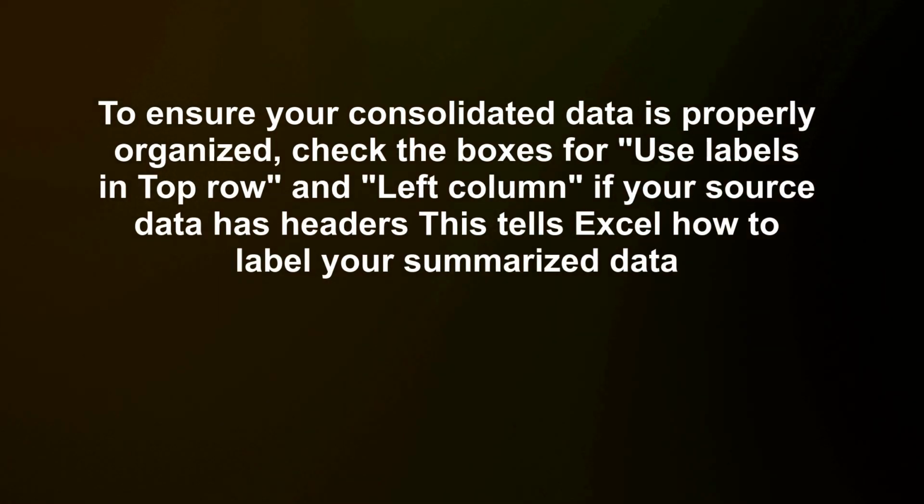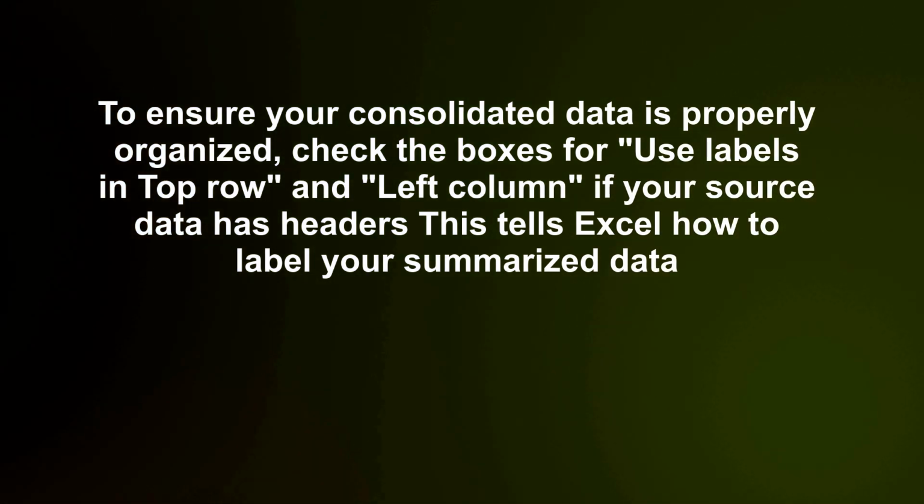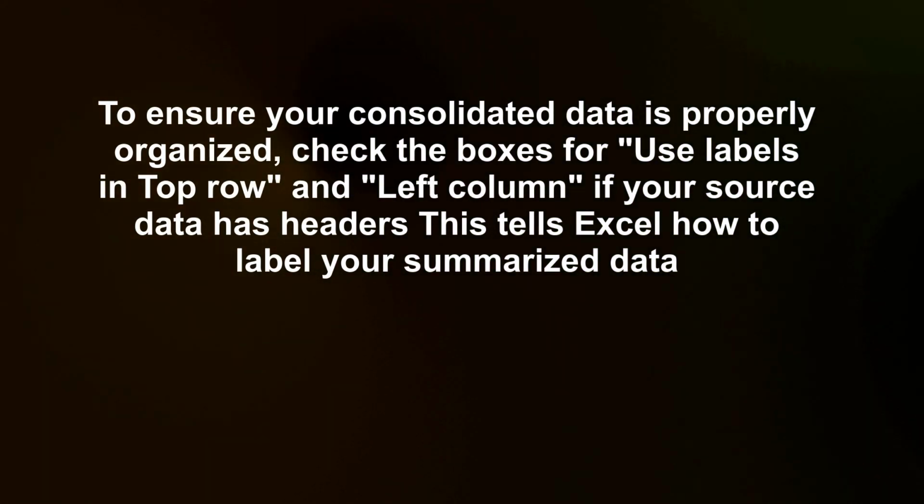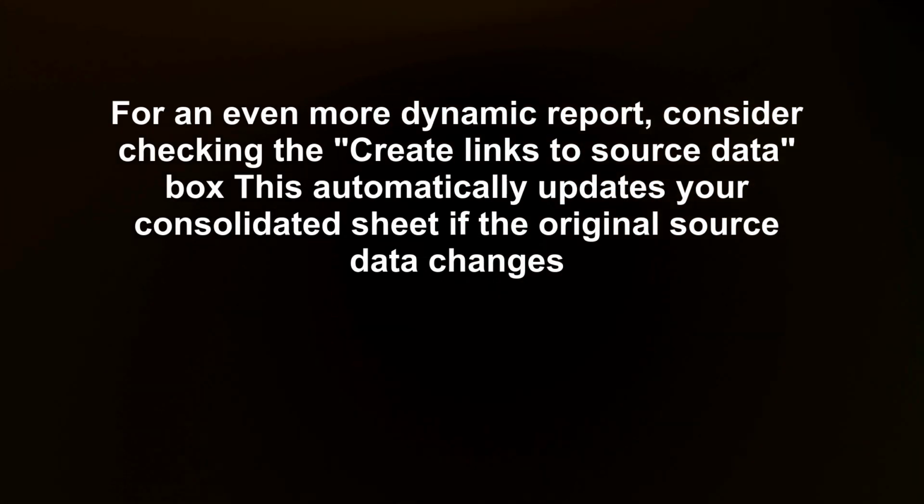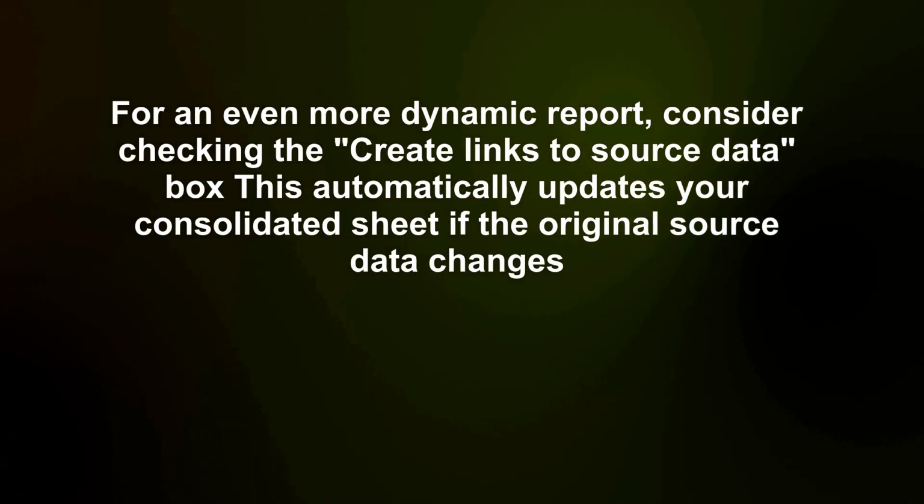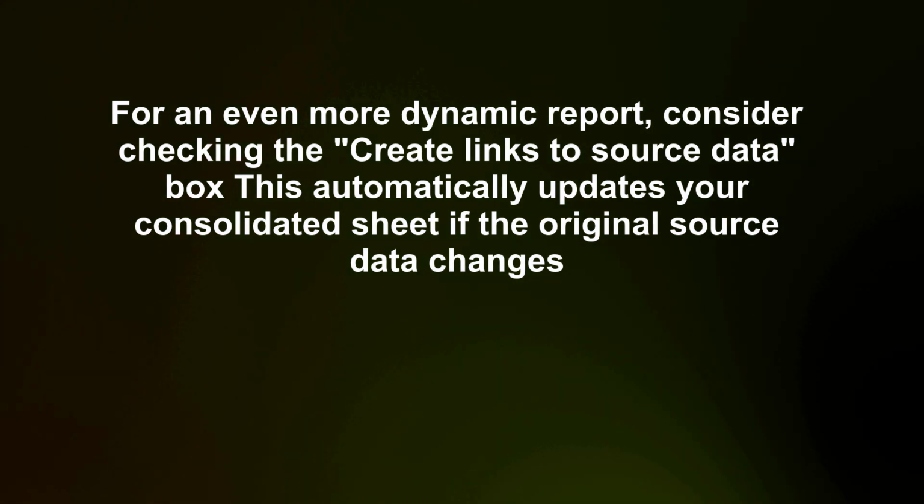To ensure your consolidated data is properly organized, check the boxes for Use labels in top row and left column. If your source data has headers, this tells Excel how to label your summarized data. For an even more dynamic report, consider checking the Create Links to Source Data box. This automatically updates your consolidated sheet if the original source data changes.